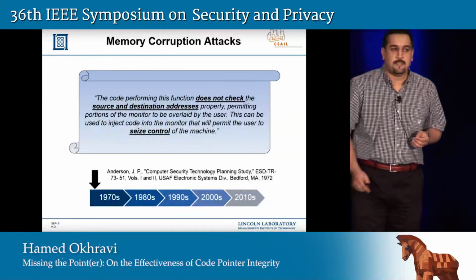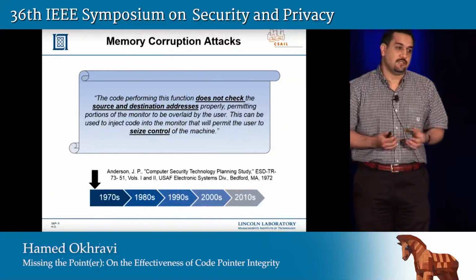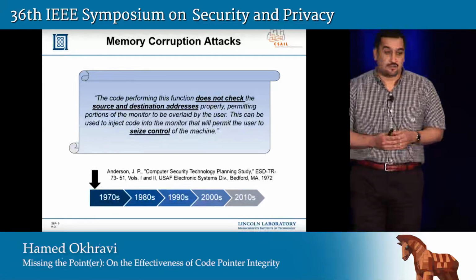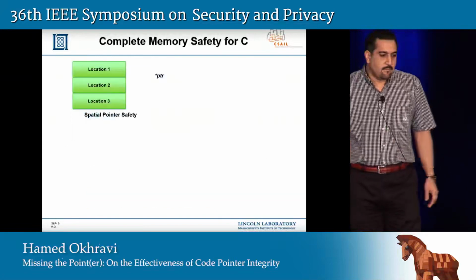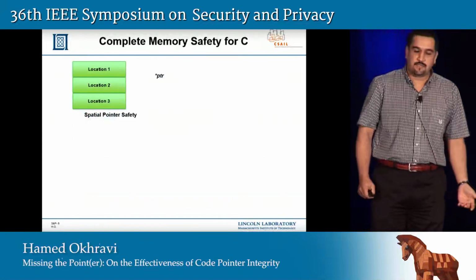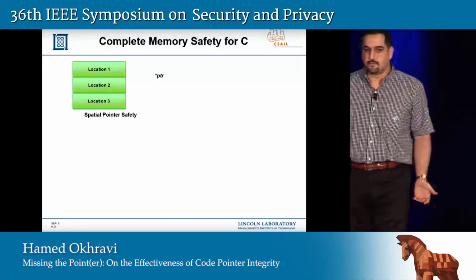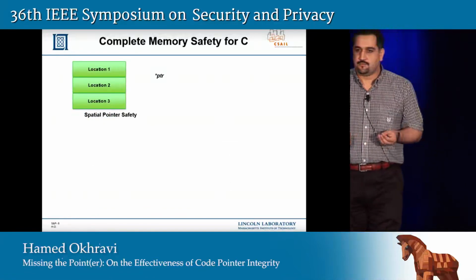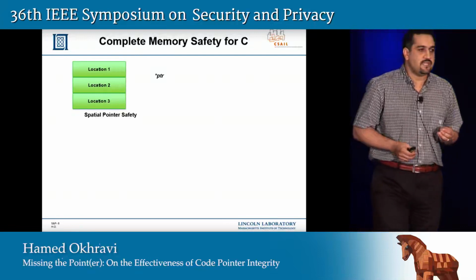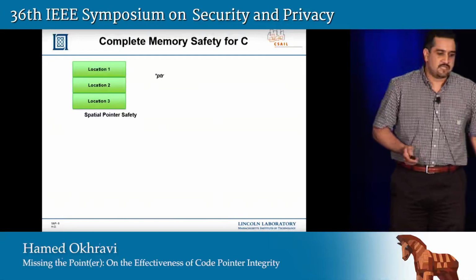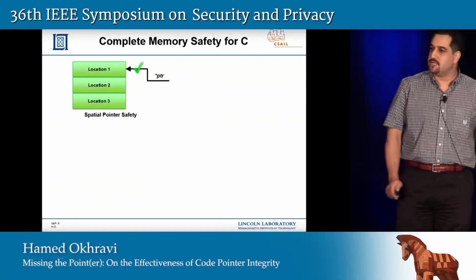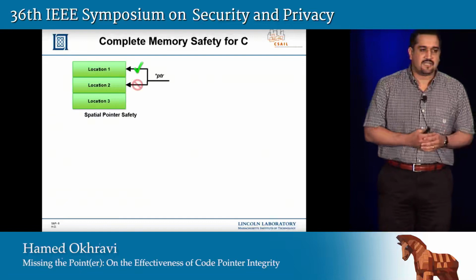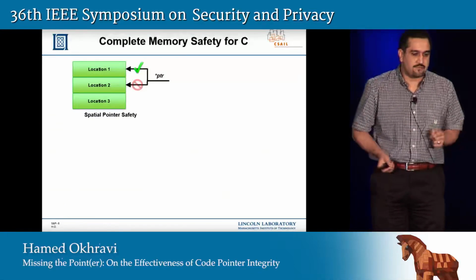And partly because defenses that prevent memory corruption attacks and are efficient are actually hard to design. But we do know how to solve this problem. If we provide complete memory safety, it's going to prevent all of these types of attacks. And complete memory safety refers to 2 properties. The first one is providing spatial pointer safety, meaning that the pointer can point to some locations, but not other locations. So by enforcing that, we can ensure that the function pointer cannot be redirected.